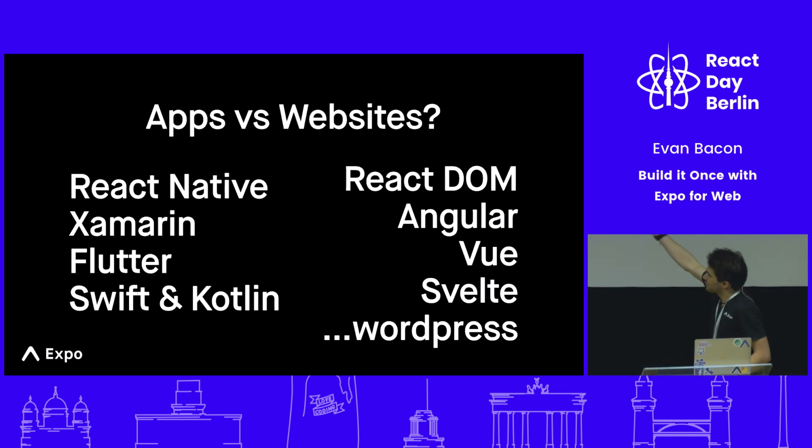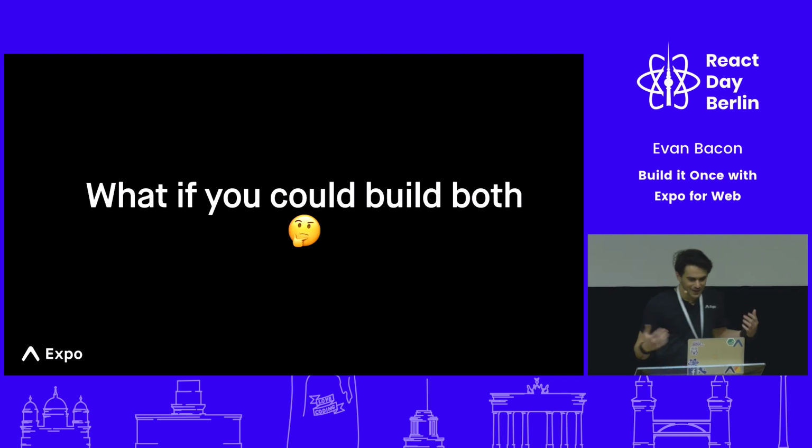So if you want to build an app, you can use one of these great solutions like React Native. And then over here to build a website, there's lots of ways to build websites. And what if you could build both, though? What if your company had the budget or the bandwidth, or what if you just had the time to make both? What would that look like?